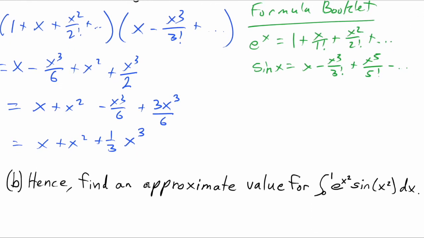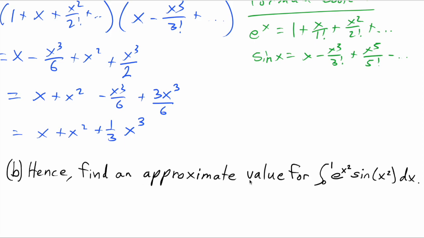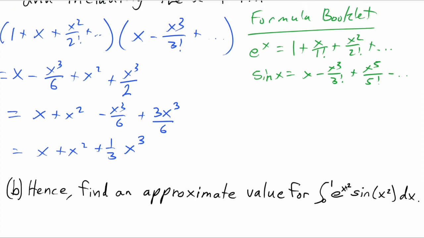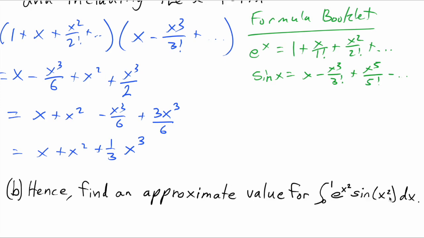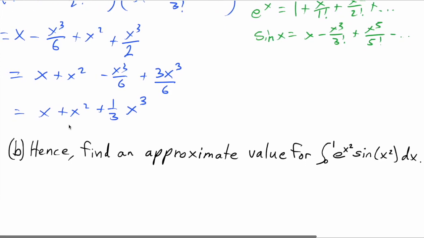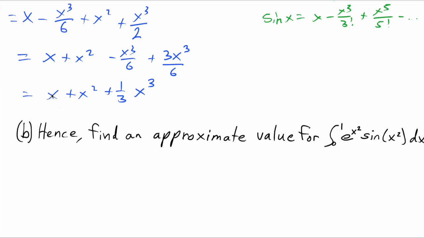And the next one, it says, hence, find an approximate value for this integral. So notice this is e to the x squared sine x squared. So we have to plug in x squared into this function. So it's approximately equal to the integral from 0 to 1. Substitute x squared into this Maclaurin series. We have x squared plus x to the power of 4 plus 1/3 x to the power of 6 dx.